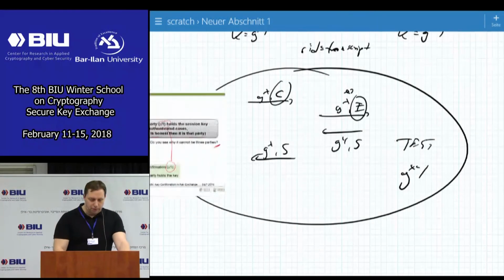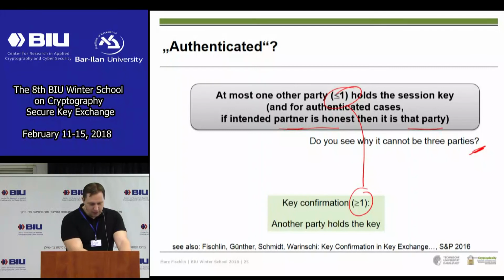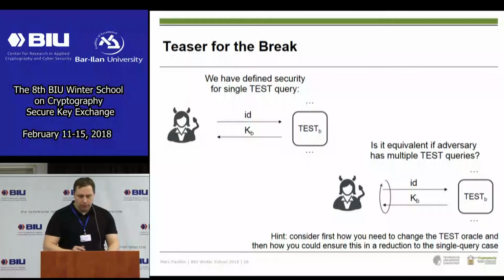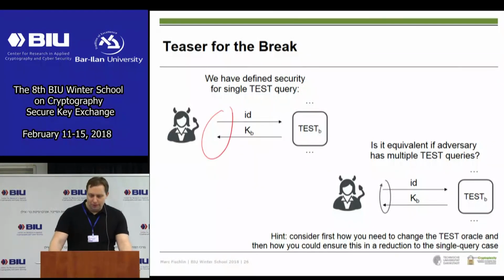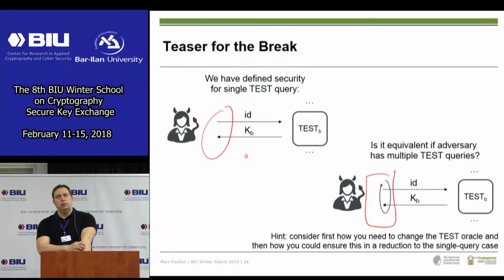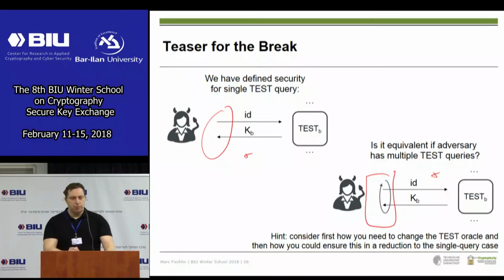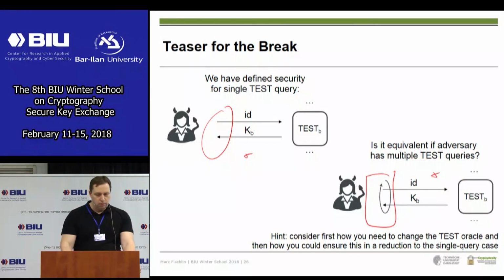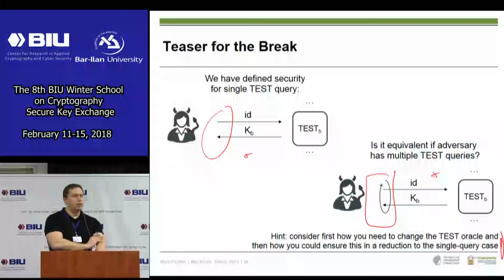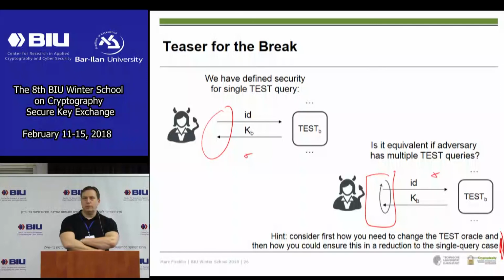Something interesting to think about during the break. Let me ask one question before I leave you to the break. So far we said you have a single test query. Now let's say we want to extend the model and you can ask multiple test queries. Is this the same or not? Does it mean that I have a protocol which may be secure here, but not here? If you think about this, think about what it means for the test oracle if you do multiple test queries, because you have to change the test oracle.